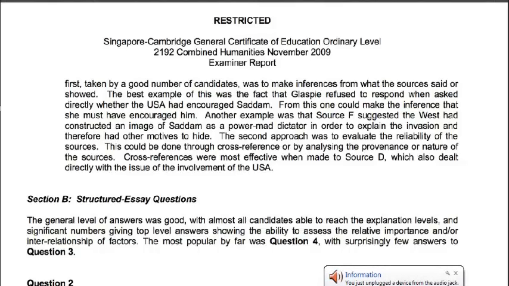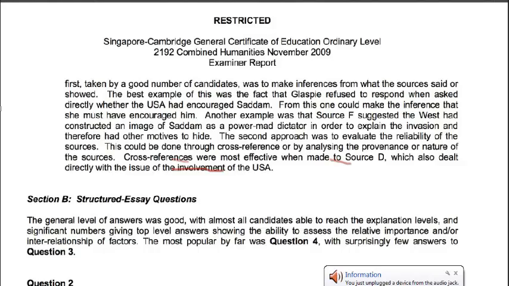So when they say that he refused to respond, in a way this is already doing reliability, isn't it? When you refuse to respond, it means you're hiding something, there's some guilt involved. This to me is reliability, but Cambridge sees it as an inference. But usually to hit that level, you would have used reliability for me. Another way of doing it, they said, is through cross-referencing or by looking at provenance. So they also accepted those answers, but they prefer answers that cross-reference with source D, which made direct reference to the involvement of USA. So you realize that Cambridge itself was also very vague this year, which meant that it really depended on how you answered the question itself.